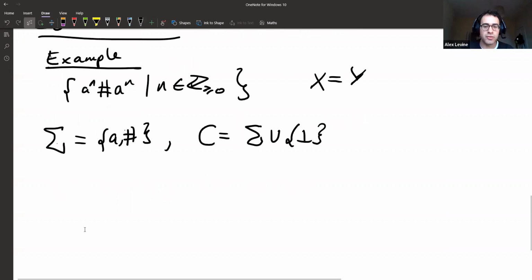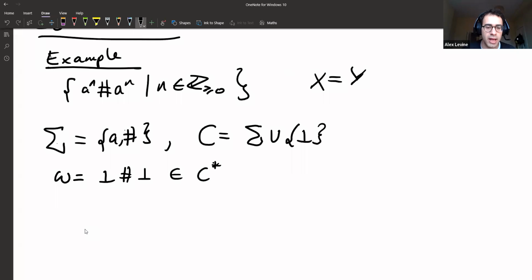You then need a start word, which I'll normally call omega. This can be thought of as the equivalent of the start symbol in a context-free language. And in my case, the start word is going to be perp hash perp. And this is any word over C, where C star is just the set of all words over C.